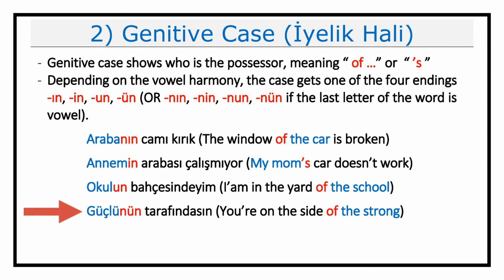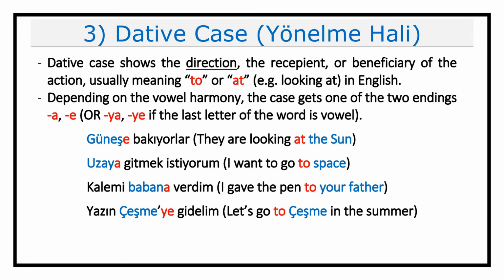Did you notice that we use an adjective here? The dative case shows the direction, the recipient, or beneficiary of the action, usually meaning to or at preposition in English. Depending on the vowel harmony, the case gets one of the 2 endings, a or e. Or, if the last letter of the word is a vowel, then the ending will be ya or ye. Look at the examples below.